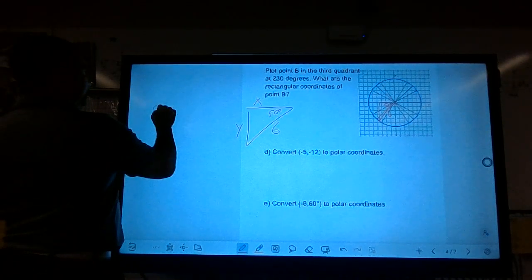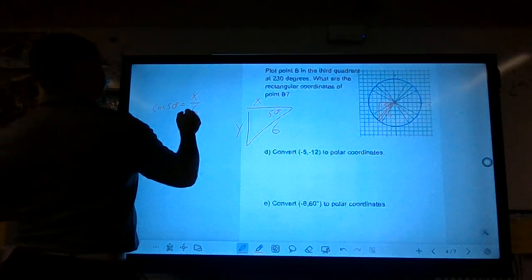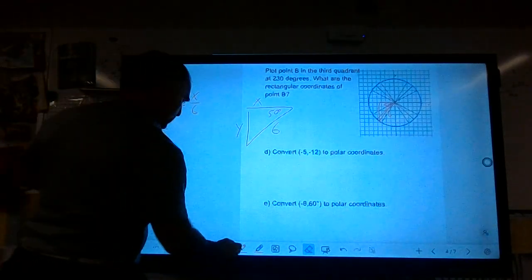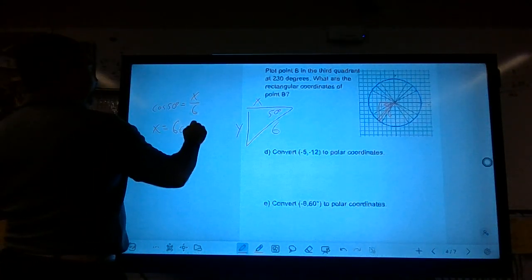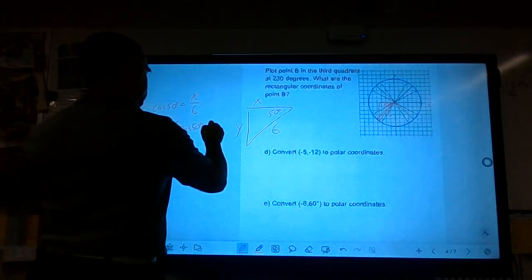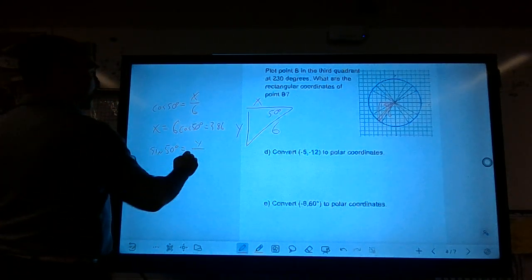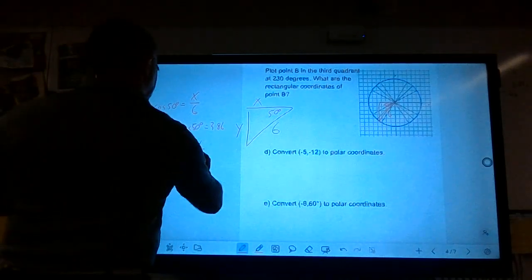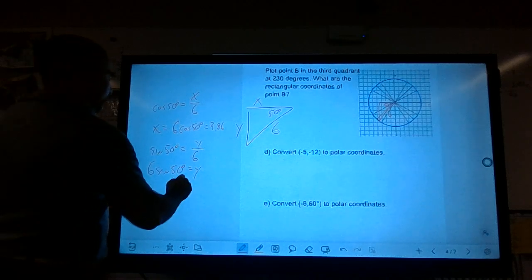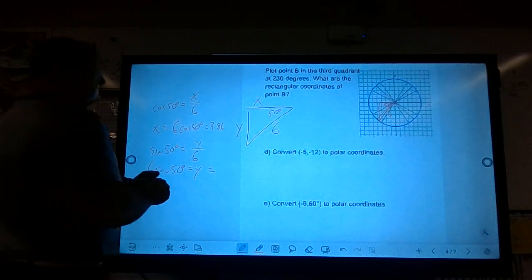I can say the cosine of 50 equals adjacent over hypotenuse, x over 6. So then when I multiply by 6, I'm going to get 6 cosine of 50, which will equal 3.86. Then I can say the sine of 50 is y over 6, opposite over hypotenuse. So 6 sine 50 will equal y, which will equal 4.60.